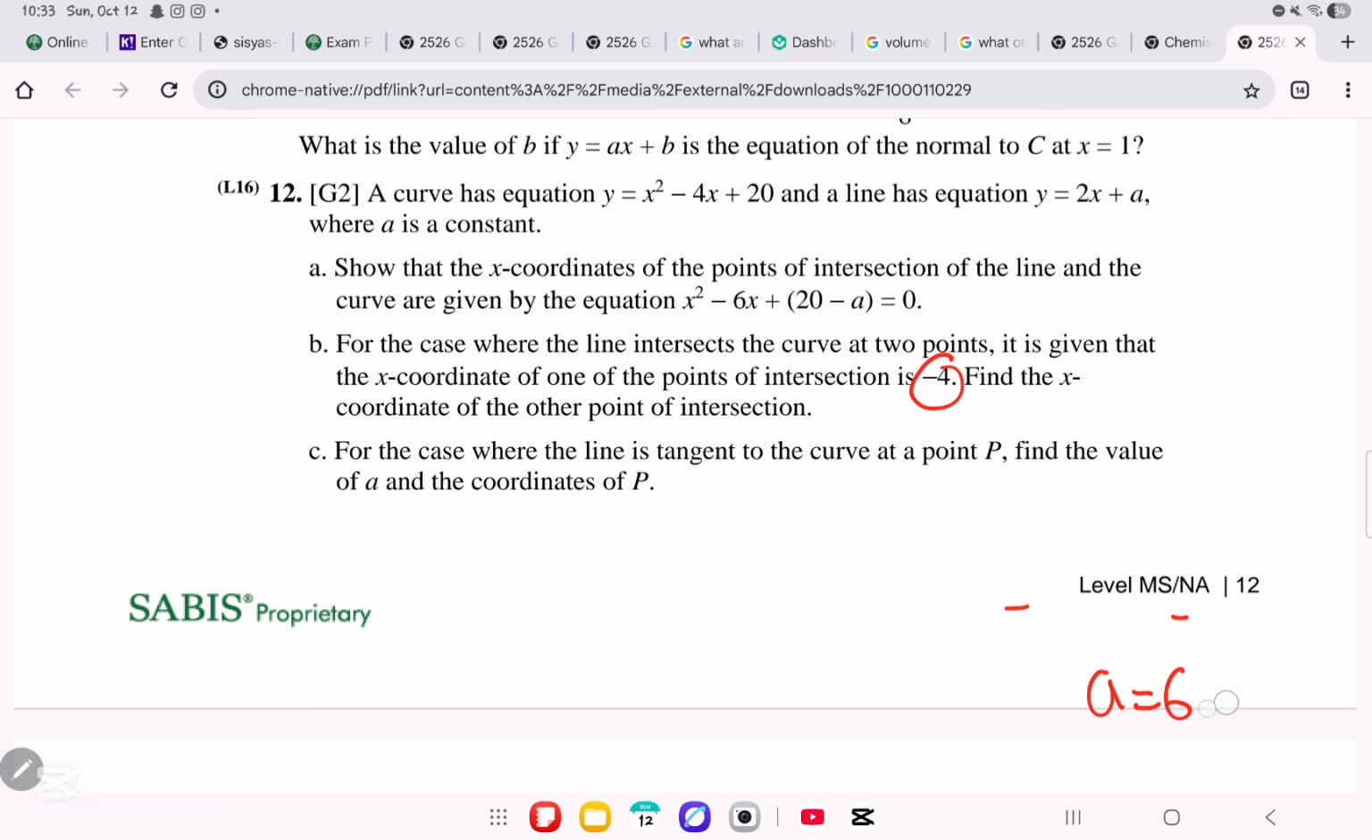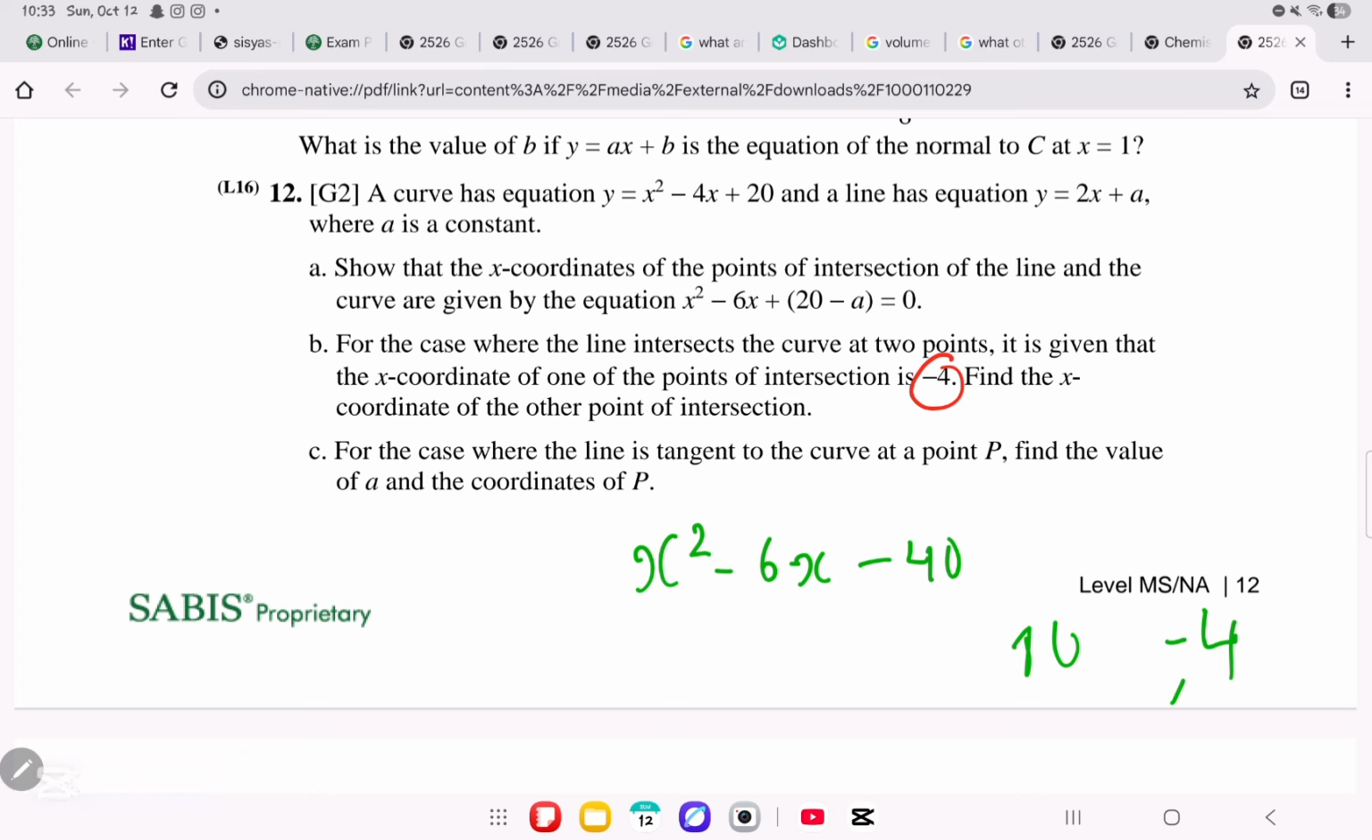Now that we have the value of a, we'll be able to find the other point of intersection. So x squared minus 6x plus 20 minus 60. So that's going to be minus 40. Just put it in the calculator, mode 5, 3. That's going to be 1, minus 6, and minus 40. So that's going to give us two possible values, which are 10 and minus 4. Perfect. Now we have the second value, which is 10.